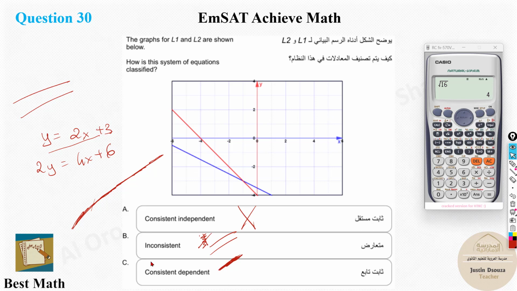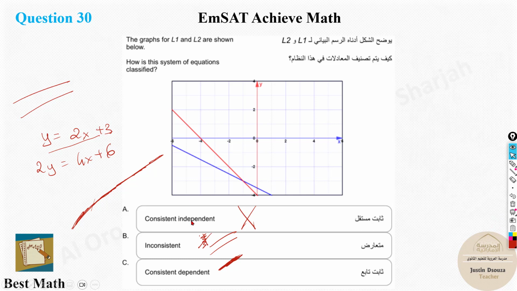So please remember 3 sets. Consistent, independent means you have only one solution, where the lines touch at one point. Inconsistent means parallel lines, they'll never touch each other. And consistent, dependent means two same equations, they are overlapping each other. So those are the answers.